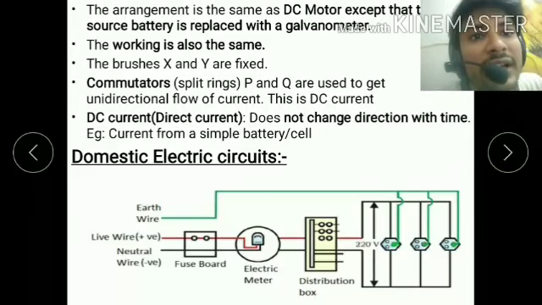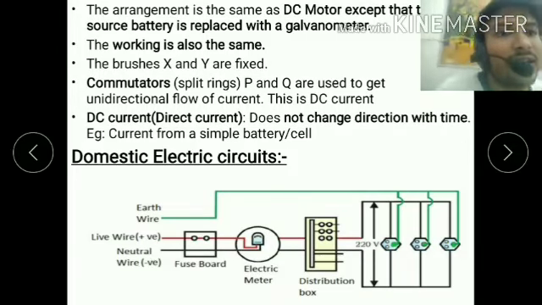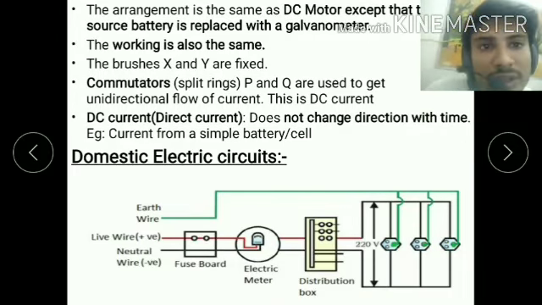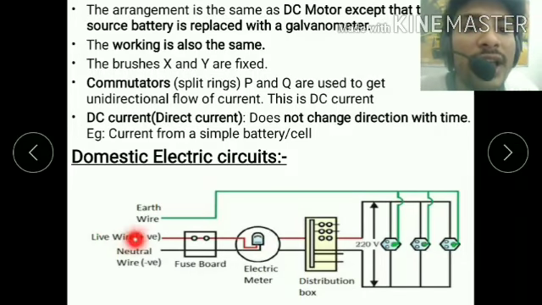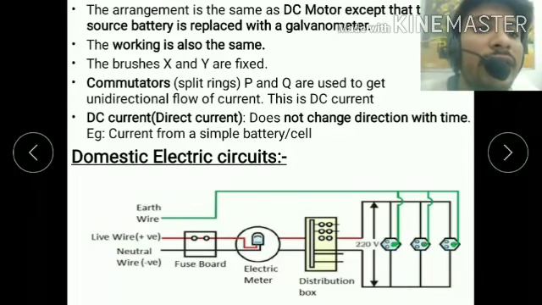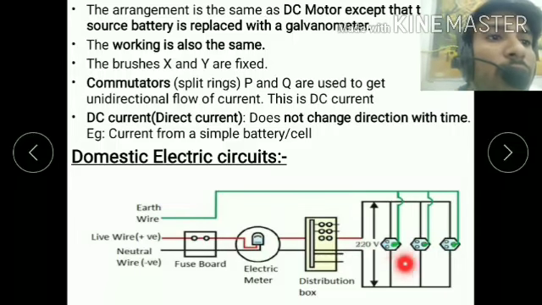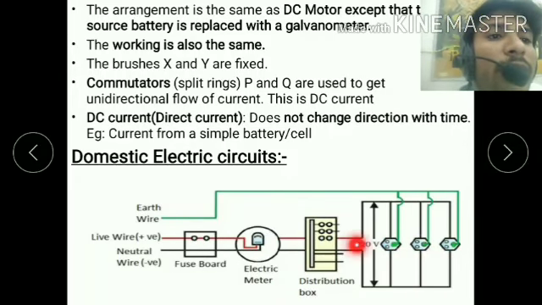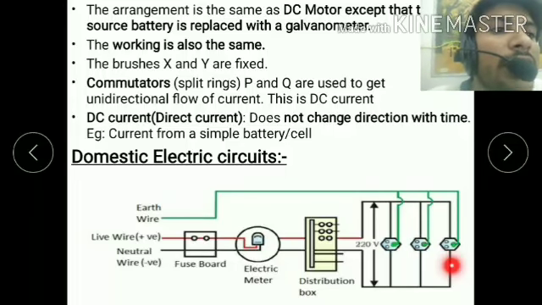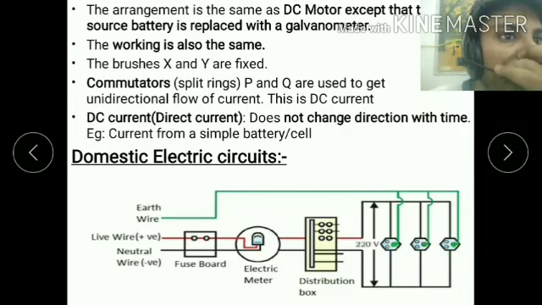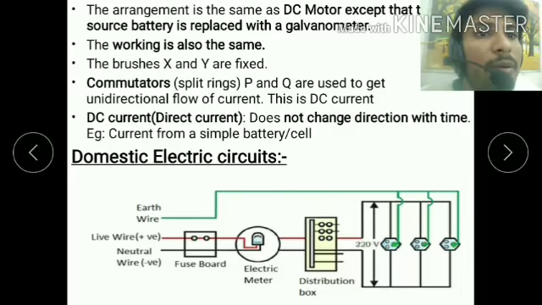Now, the domestic electric circuit. How do we have the domestic electric circuit in our houses? Suppose this is the fuse board. Suppose this is a live wire coming from outside, and this is the neutral wire, and this is the fuse board. Then there is the electric meter, then the distributor board, and it goes to your houses. 220 volts goes to houses. Suppose it is a fan, a tube light, a TV. This is connected. But what is the working process?